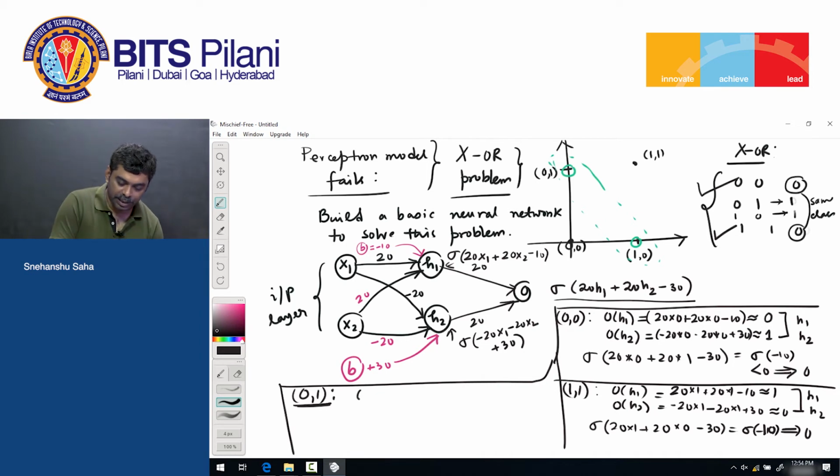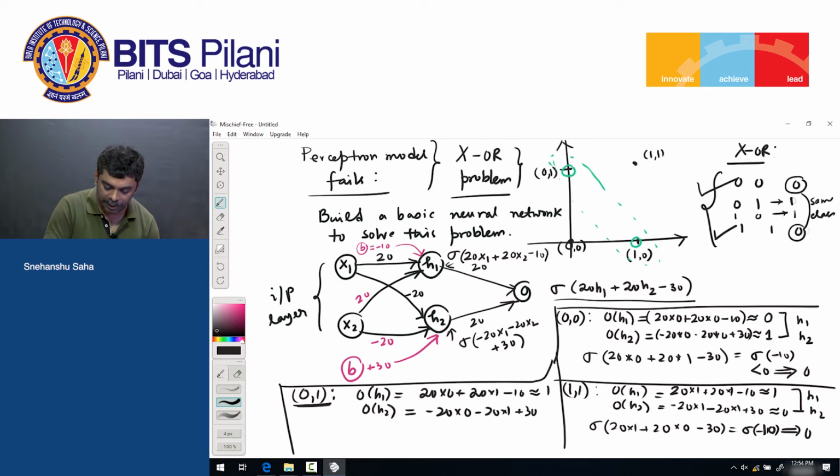So here your H1 will be 20 times 0 plus 20 times 1 minus 10. So that's a positive value, which corresponds to 1. OH2 will be minus 20 times 0 minus 20 times 1 plus 30. So what will happen is, this is negative, this is 0, this is negative, positive. So this will also correspond to 1. So your H1 and H2 are 1 and 1.